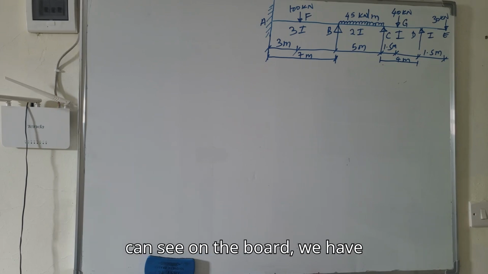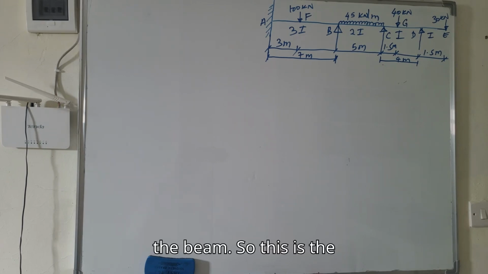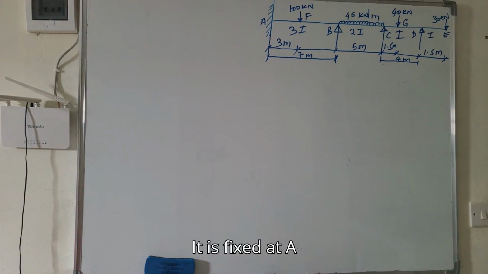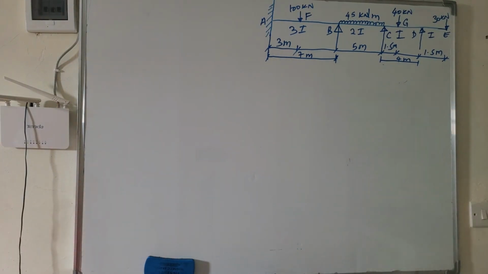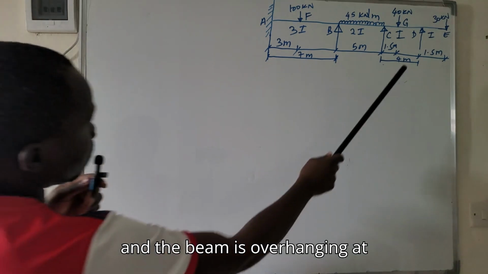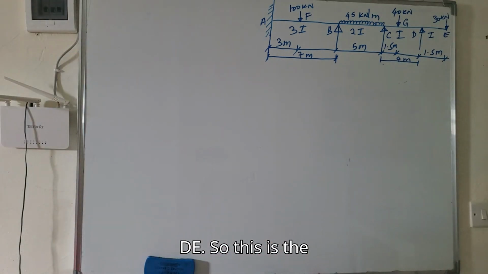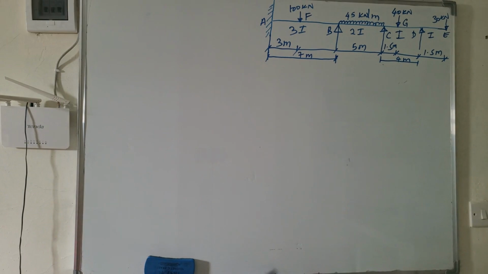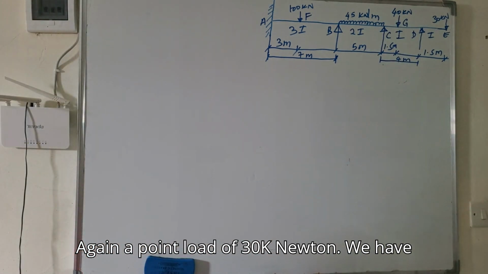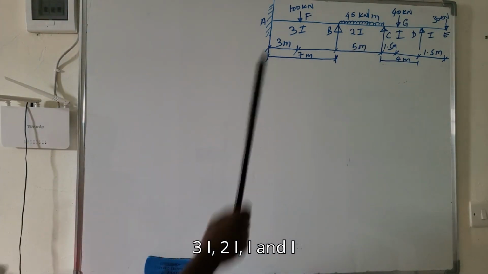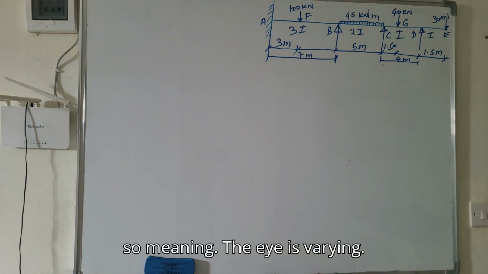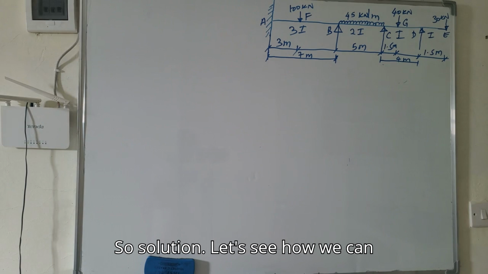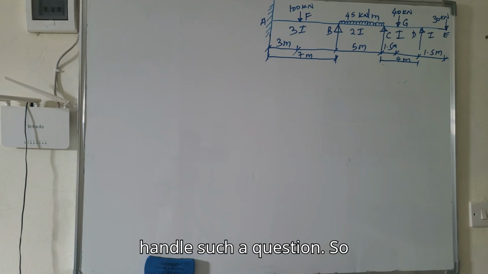As you can see on the board, we have the beam. It is fixed at A, and the beam is overhanging at DE. This is the loading: a 100 kilonewton point load, a UDL of 5 kilonewton, a point load of 40 kilonewton, and again a point load of 30 kilonewton. We have 3I, 2I, I, and I, meaning the I is varying. So, the solution. Let's see how we can handle such a question.